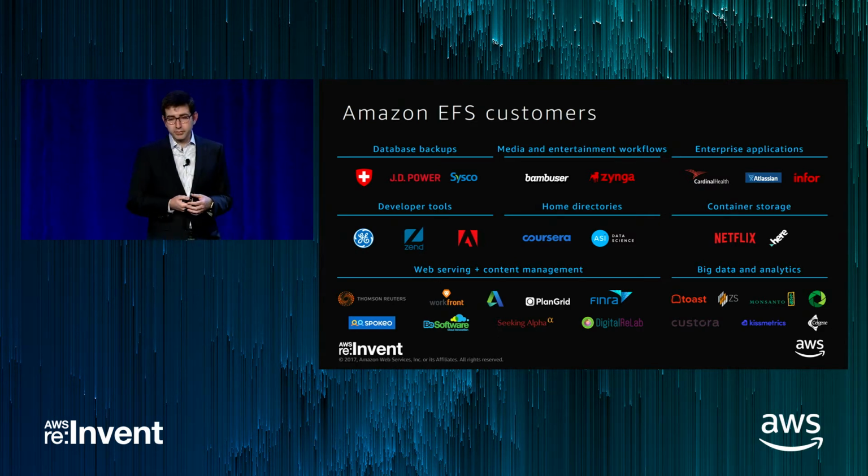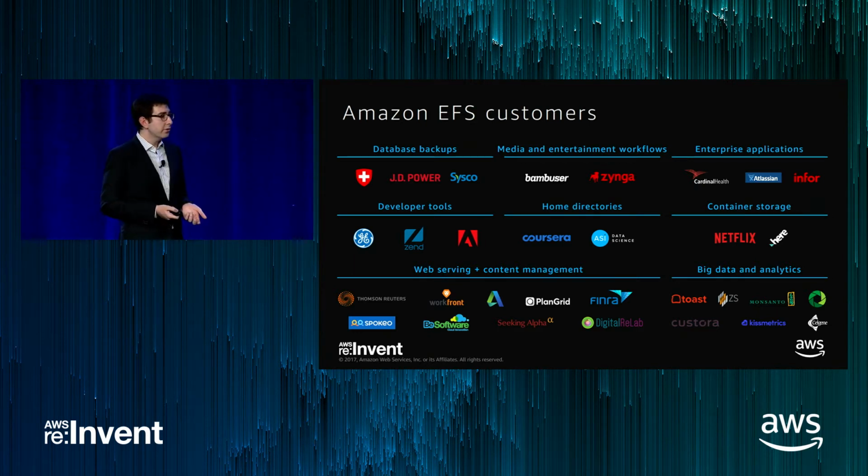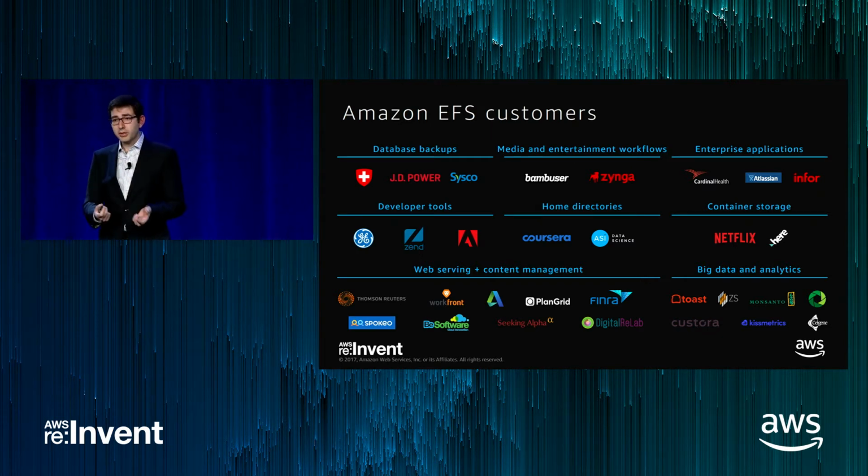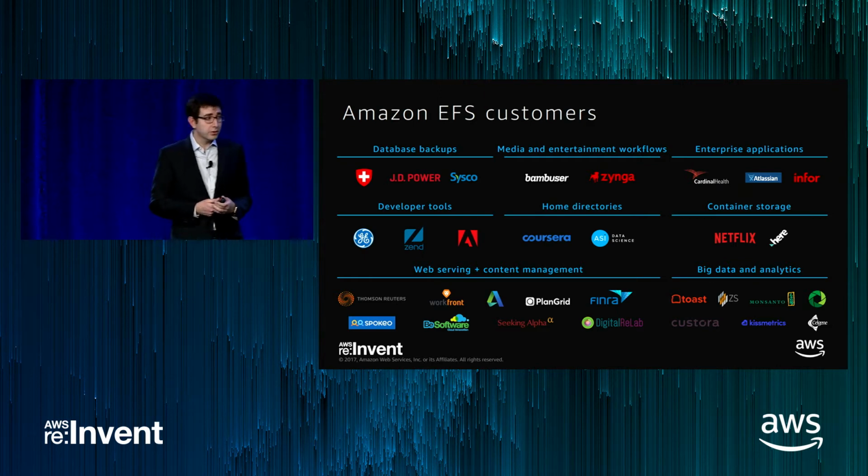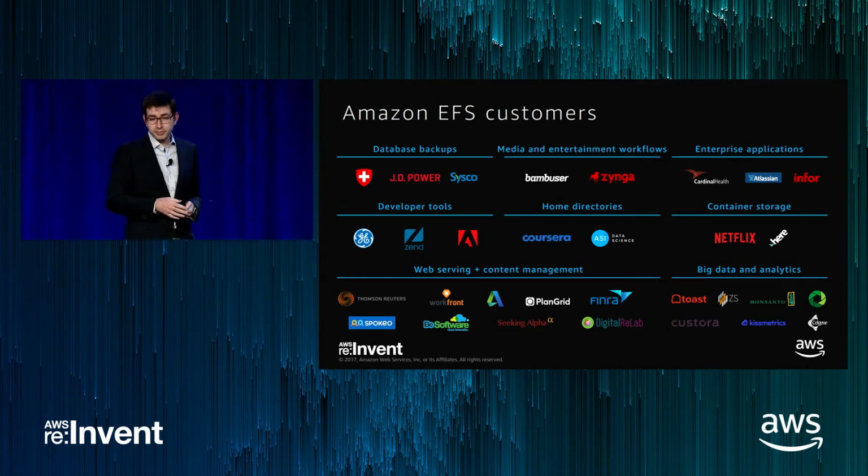Media and entertainment workflows. EFS has become really popular for things like transcoding and processing. And you have companies like Zynga that are using EFS with their online games. For enterprise applications, you have Atlassian using it for Jira storage. They use it for their own internal Jira deployment, and they also recommend that customers that want to deploy Jira on AWS do it on top of EFS.